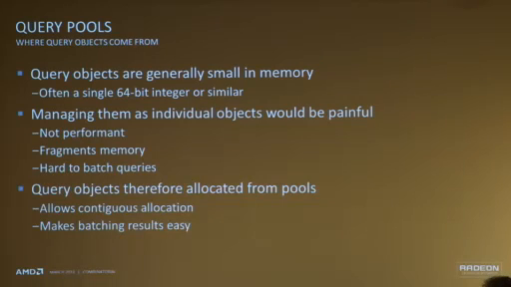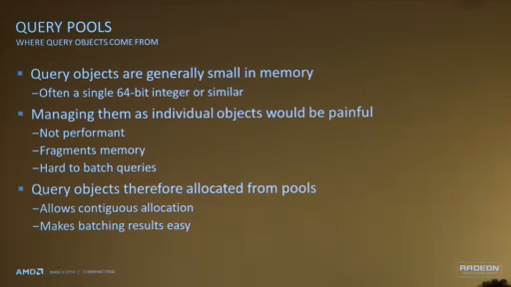And then query pools, they work slightly differently than the other pool objects, but they're conceptually the same. You have this sort of large number of homogeneous objects, right? A query object, in many cases, might just be a 64-bit number in memory somewhere. So making a separate allocation to create a query object would not be a good idea. It wouldn't be performant. It would fragment your memory, and it would make it very hard to batch up queries.